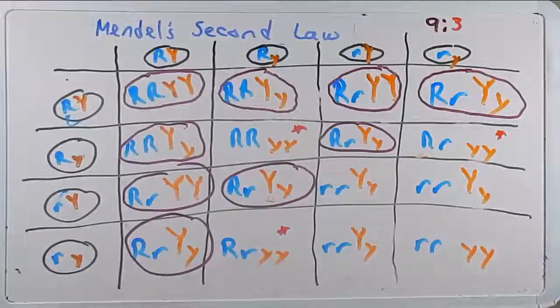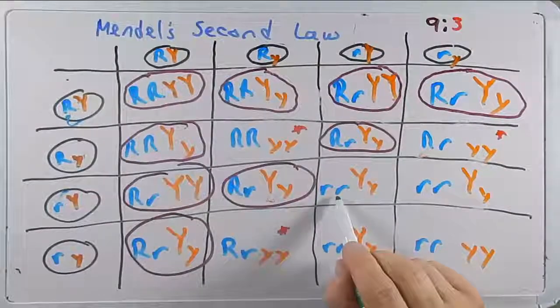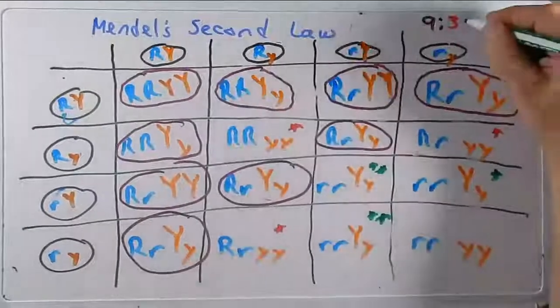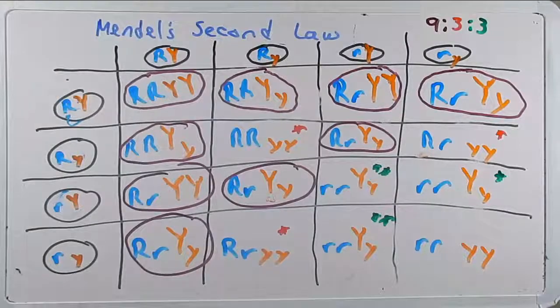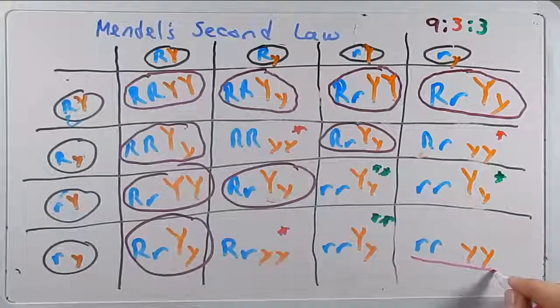And then I'm going to put a green asterisk by the ones that are wrinkled but yellow. So little r, and 1 big Y. Again, there should be 3 of these. So let's put 3 here. And then there will be 1 of these 16 that is fully recessive. And that is this one here.